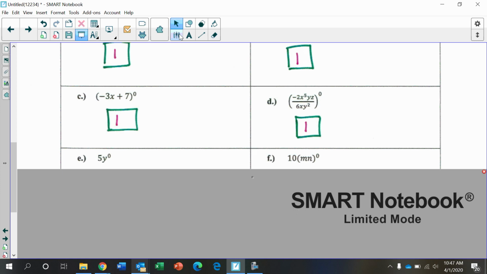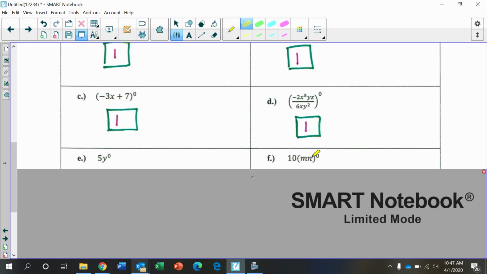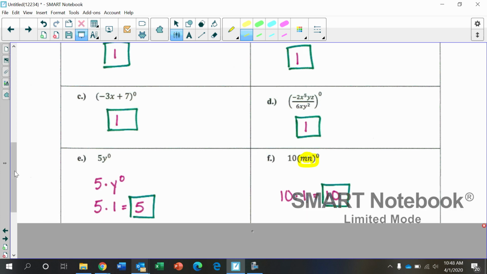If you look at this, I wonder if I can do this crazy thing. Highlighter. If you look, this whole thing is being raised to 0 power. So that makes this just 1. Okay, we still have the 10 on the outside. So we're going to multiply it. 10 times 1 gives you 10.